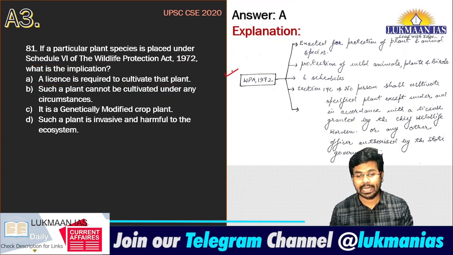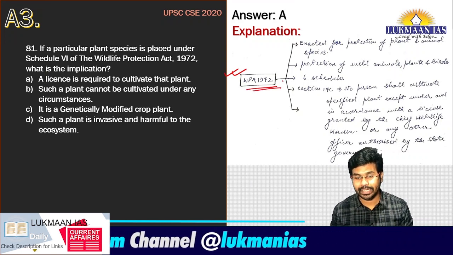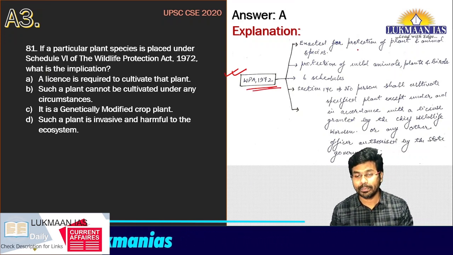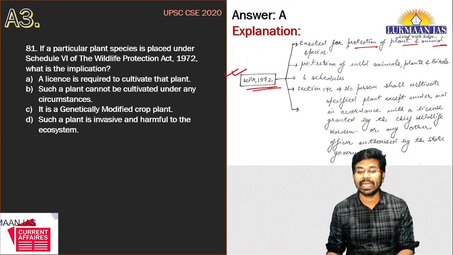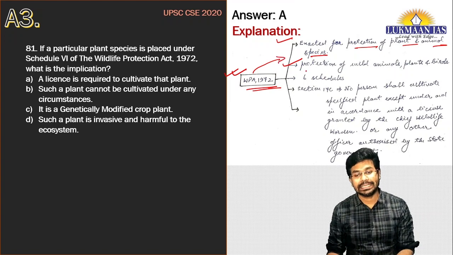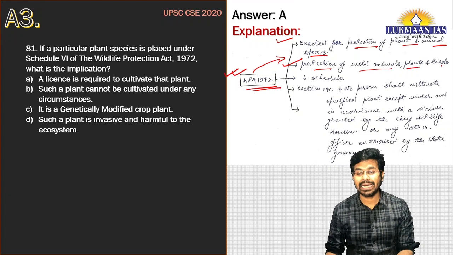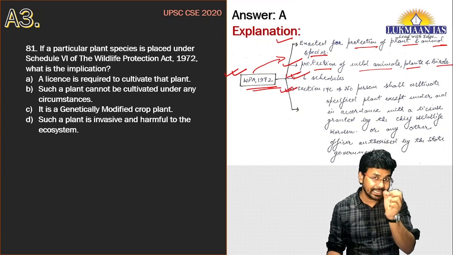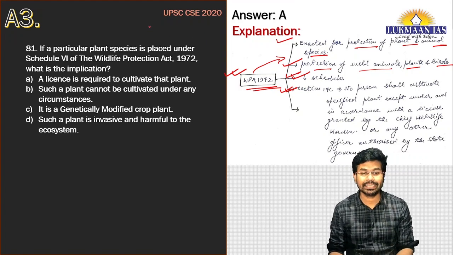The Wildlife Protection Act of 1972 was enacted for the purpose of protection of plant and animal species. This particular Act enables the protection of wild animals, plants and birds. It has 6 schedules, numbered 1 to 6, a total of 6 schedules.